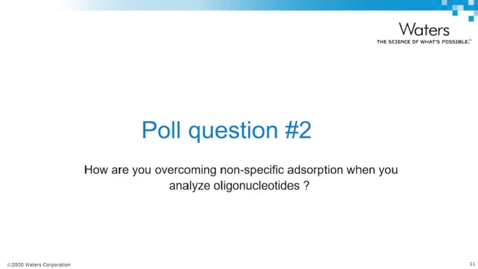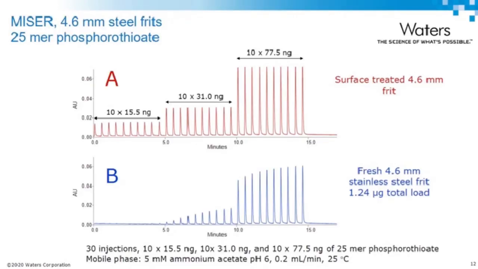And that gets me to poll question number 2. How are you overcoming non-specific adsorption when you analyze oligonucleotides? So some of you are using this sample conditioning, and I will talk more about all the effects that are happening here.